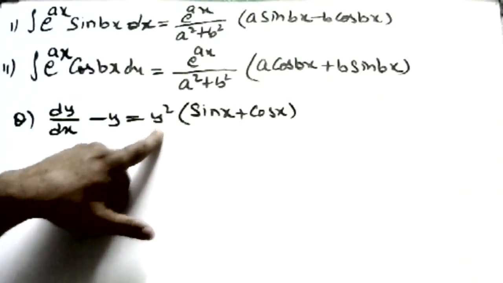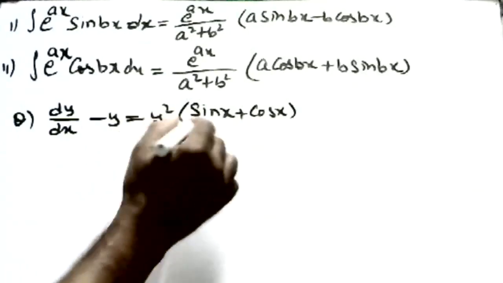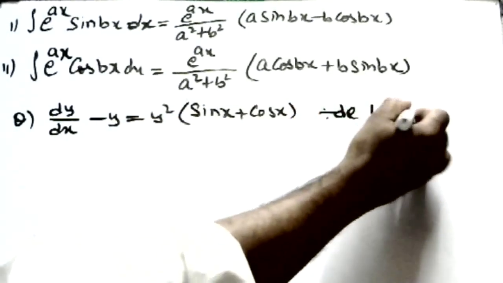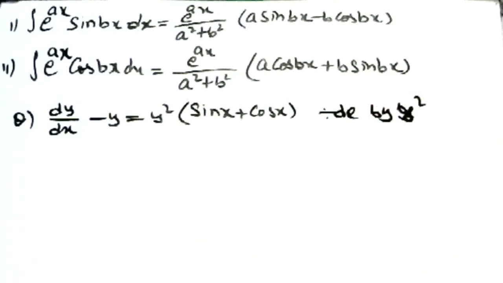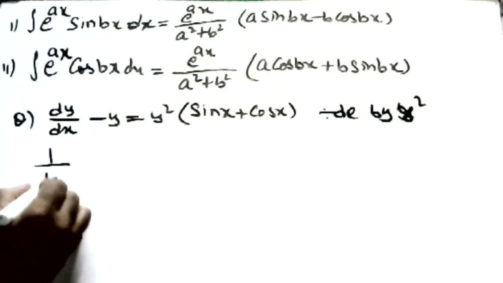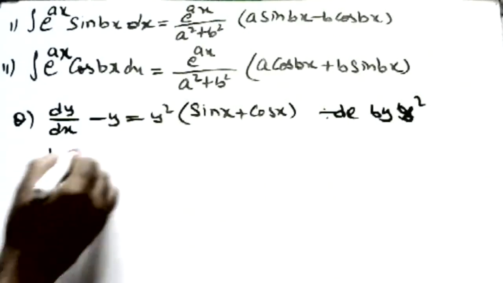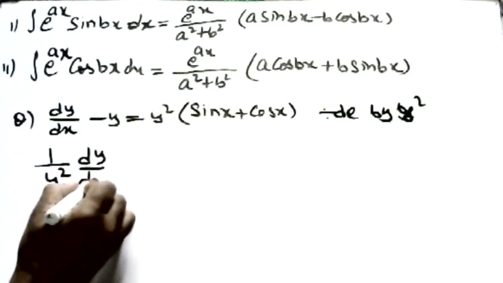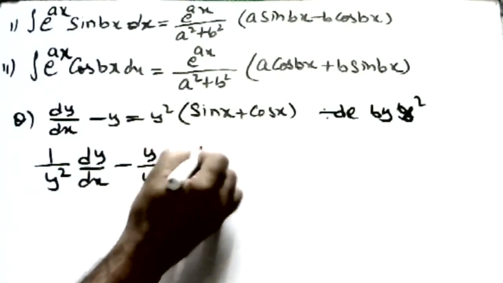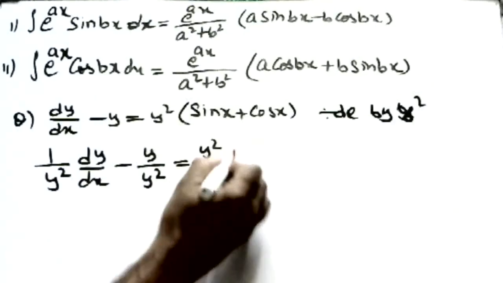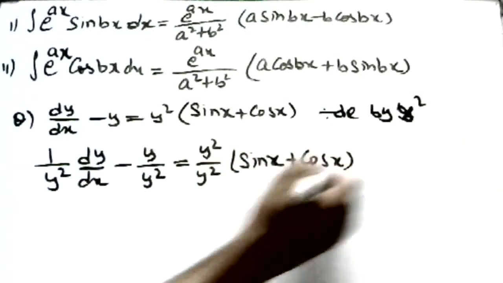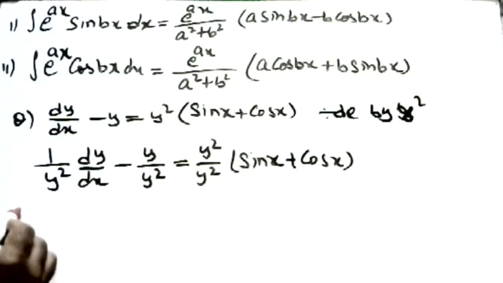Just now we see one question. We have to take out this y square from here. For that, you divide each term by y square. So if we divide by y square, let me write like this, 1 by y square, we are dividing by y square, dy by dx minus y by y square equals y square by y square sin x plus cos x.